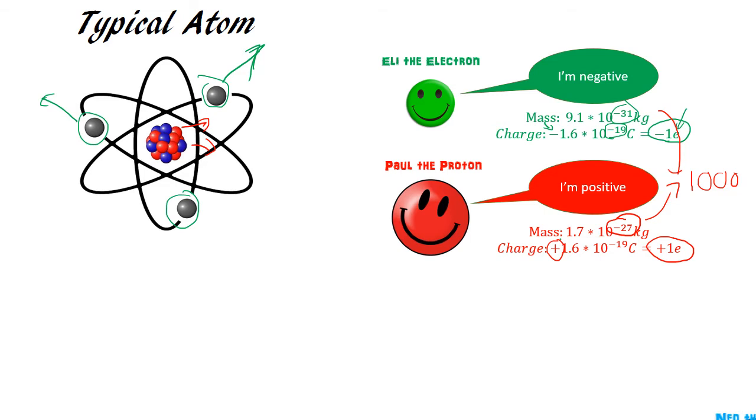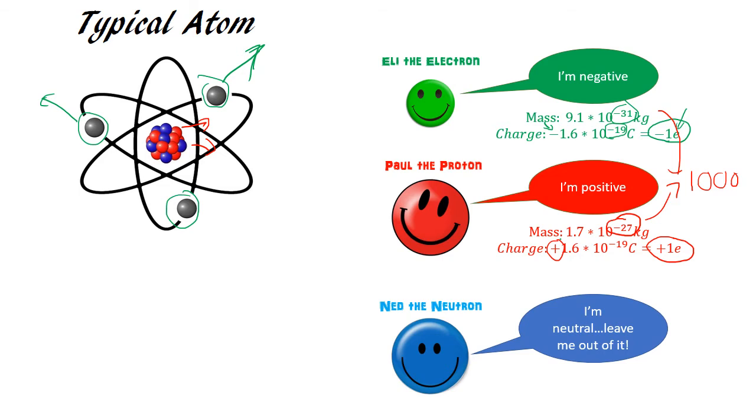Finally, we have Ned the neutron. Ned, just like his name implies, is neutral. He has no charge at all. His mass is actually exactly the same as the proton, so he's very, very heavy, but he has no charge at all. For that reason, we will not be talking about Ned at all in this course. Sorry, Ned, you're just not that interesting.